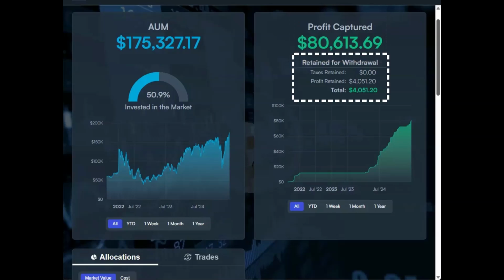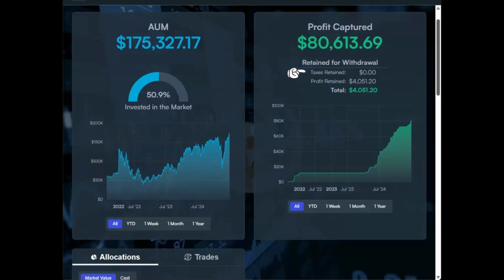This section is profit that has been retained and is available for withdrawal. This first line is for retaining taxes. If you have a retirement account, this should stay at zero. But if you have a cash account, each time profit is captured, the U.S. government will tax it as a short-term capital gain, which is about 25%. This means if you profit $100, the government will want $25 of it.